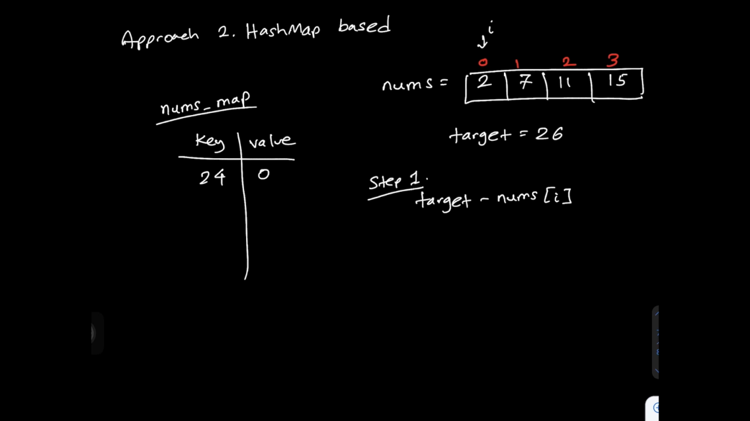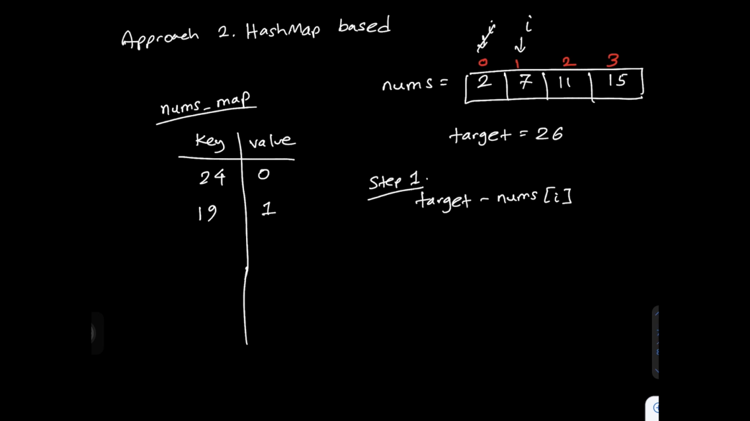Since 2 is not present in the nums map, we calculate target minus nums and insert it into this nums map. Then we move on to our next element, which is 7. So we calculate target minus nums. What value would we get? That gives us 26 minus 7, a value of 19. So 19 is the key here, and for the value we set the index to be 1.